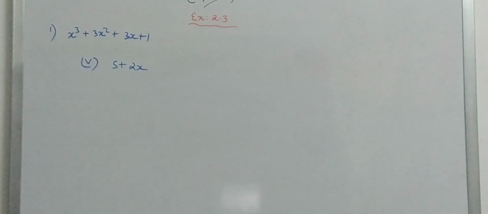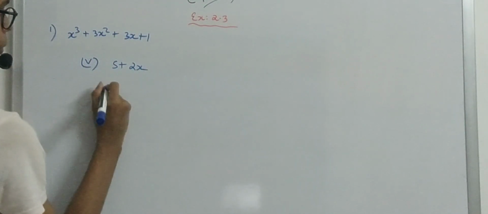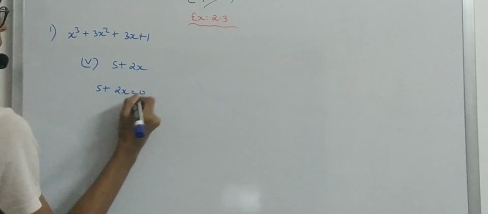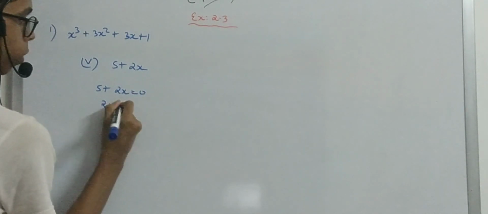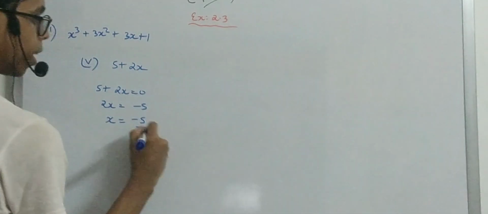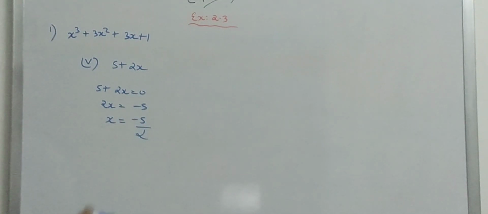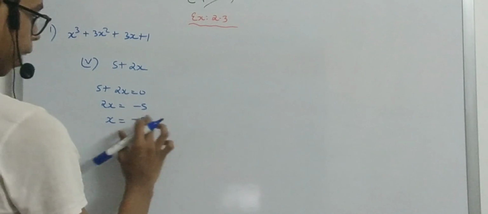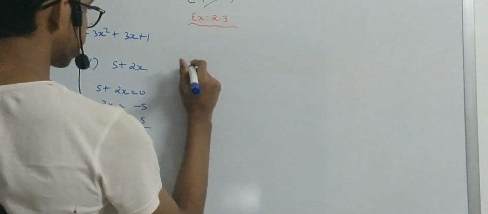So our next one is 5 plus 2x. First of all we have to write 5 plus 2x is equal to 0. So from here you will be getting 2x is equal to minus 5, and x is equal to minus 5 by 2. This is the a. So now substitute this minus 5 by 2 in this equation and find the remainder.